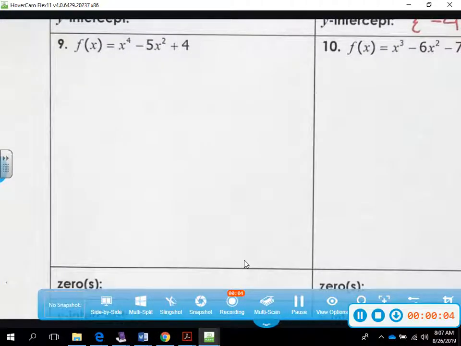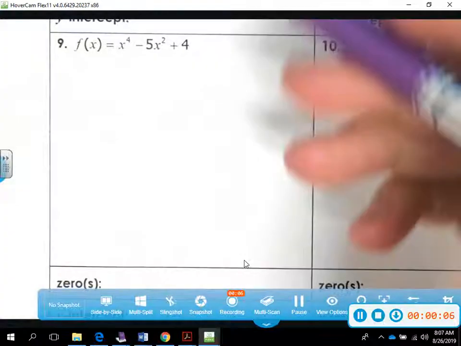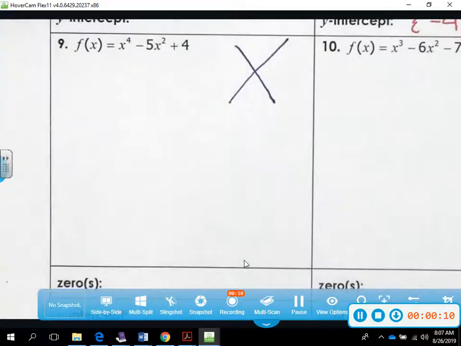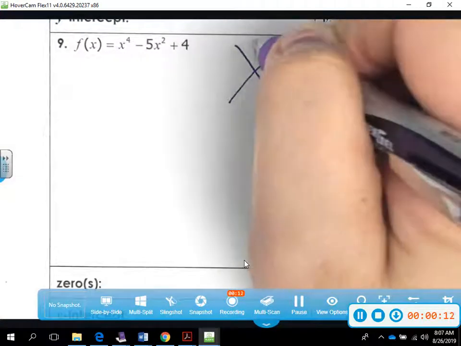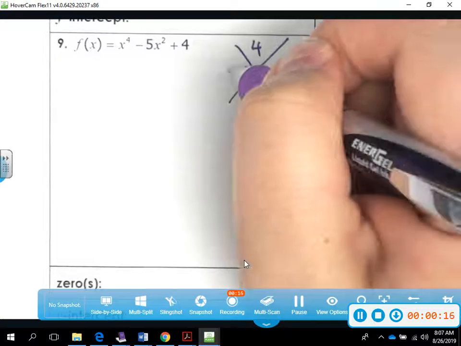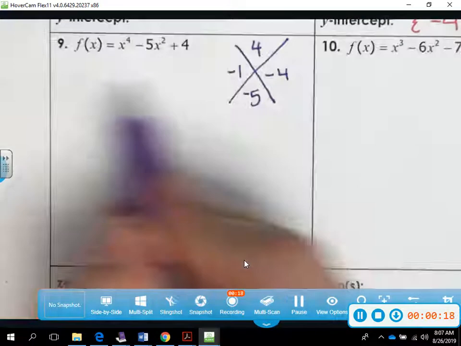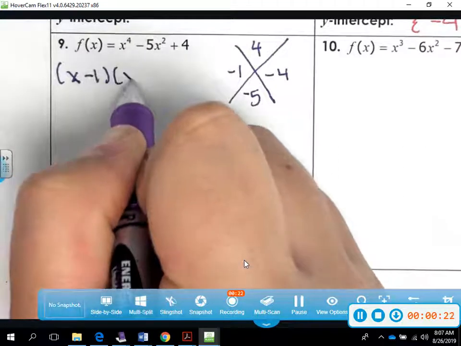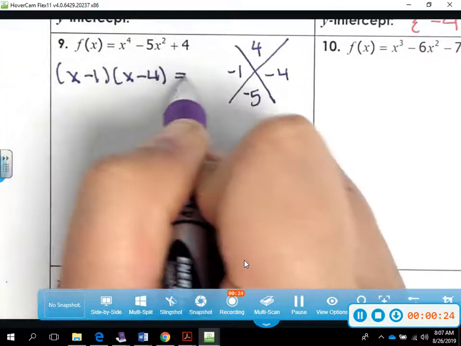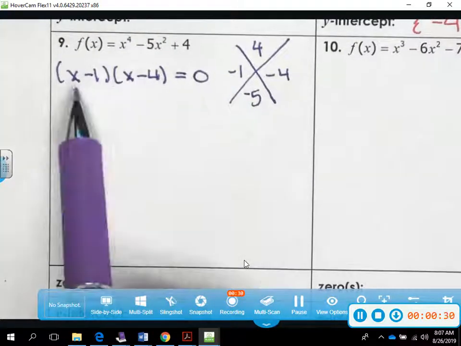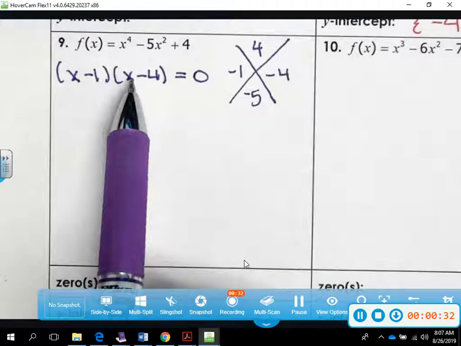Number 9. Hopefully you were able to factor this one using the X method. What number went at the top? 4. Bottom? -5. And what were the factors? Good. So if I was to write this in factored form, x minus 1, x minus 4, remember it's equal to 0. We're setting it equal to 0 to find the x-intercepts.